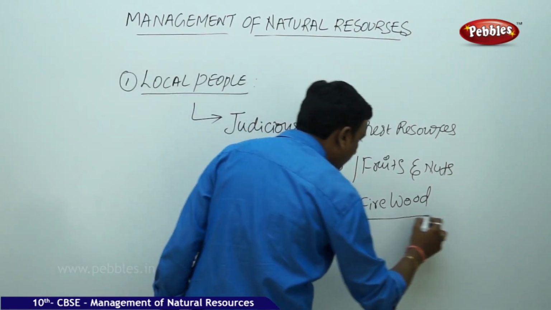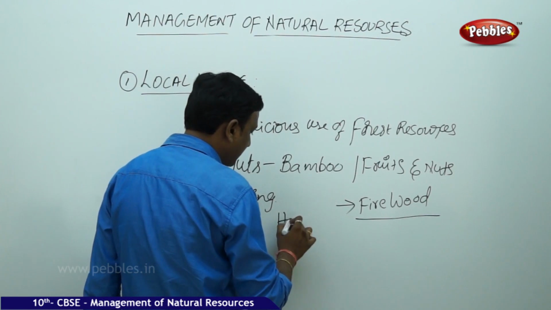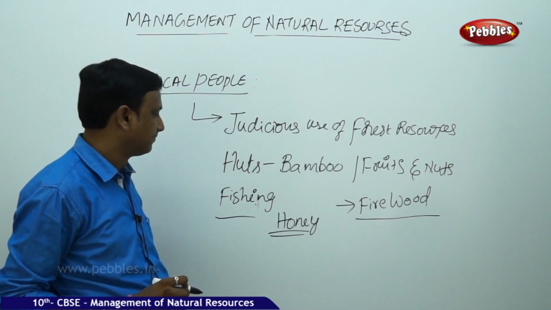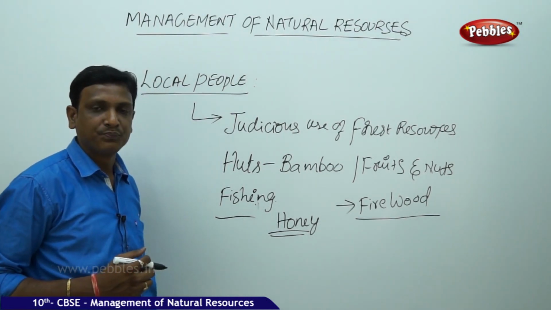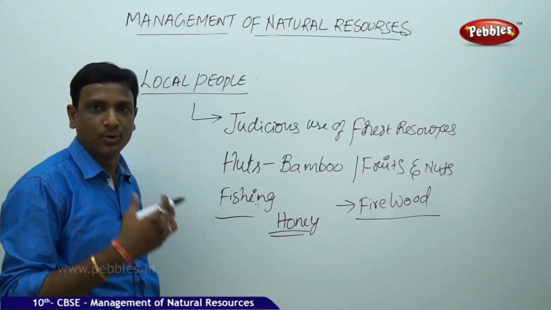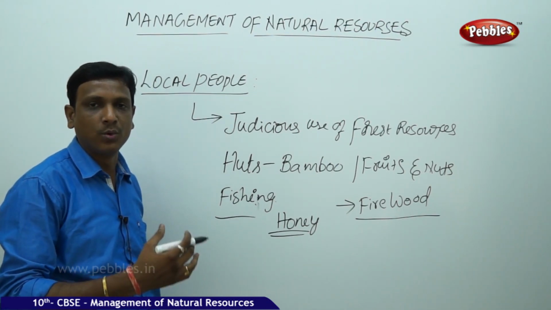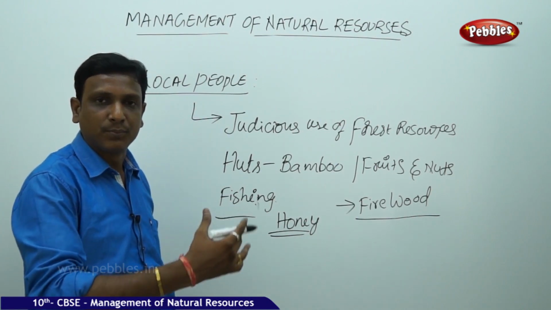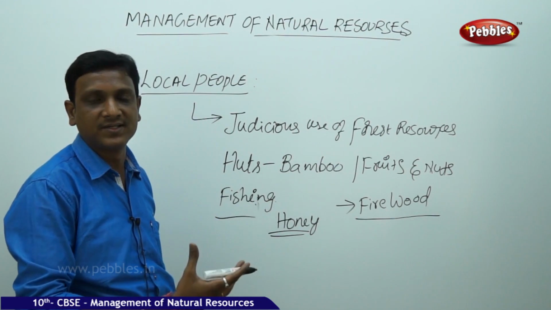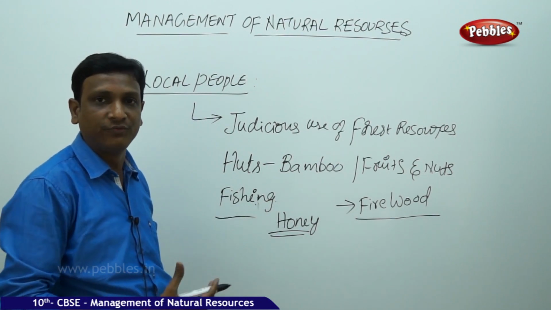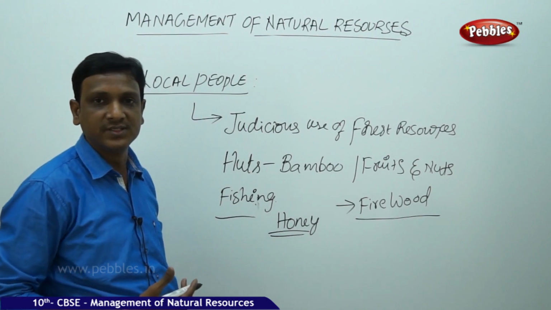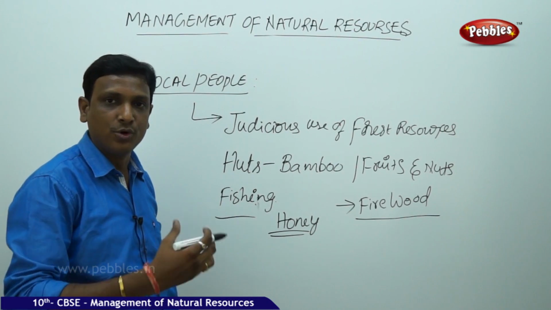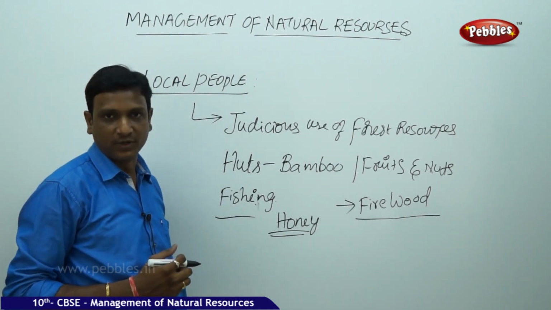Firewood, fishing, they collect honey, which is a product of the forest, fruits and nuts, and they collect bamboo. In this way they collect various products from the forest. This is not over exploitation. At the same time, they contribute to the proper growth of the trees and other kinds of plants, and they know the value of each and every plant, its medicinal uses and other purposes. They have good knowledge of the diversity and the various products of the forest.